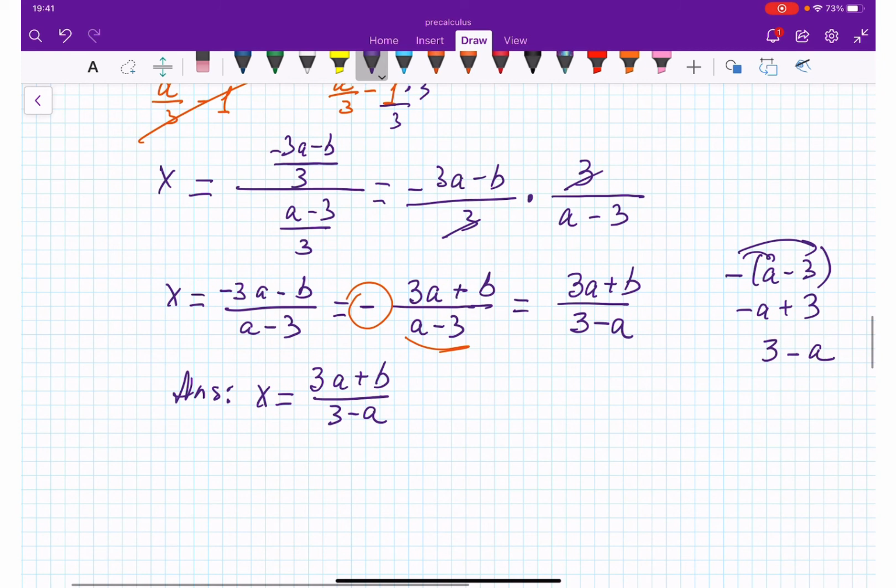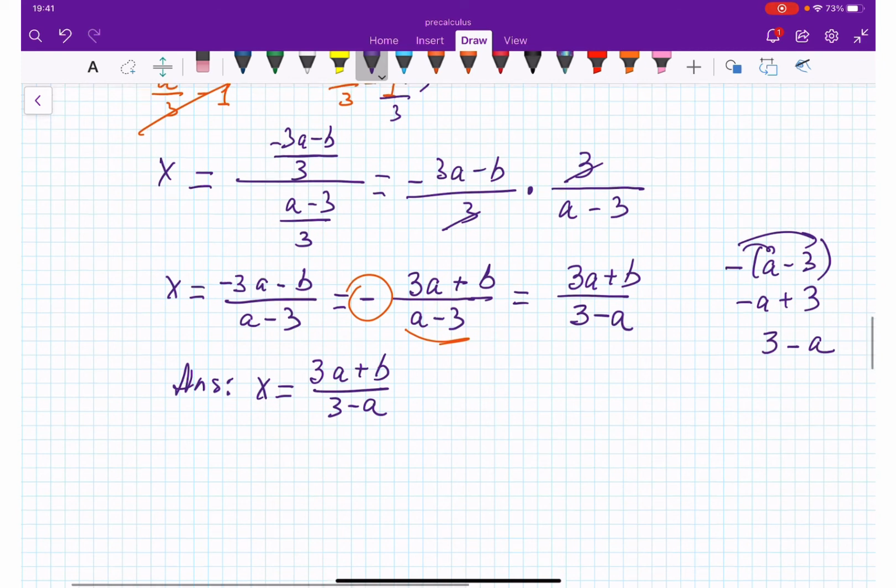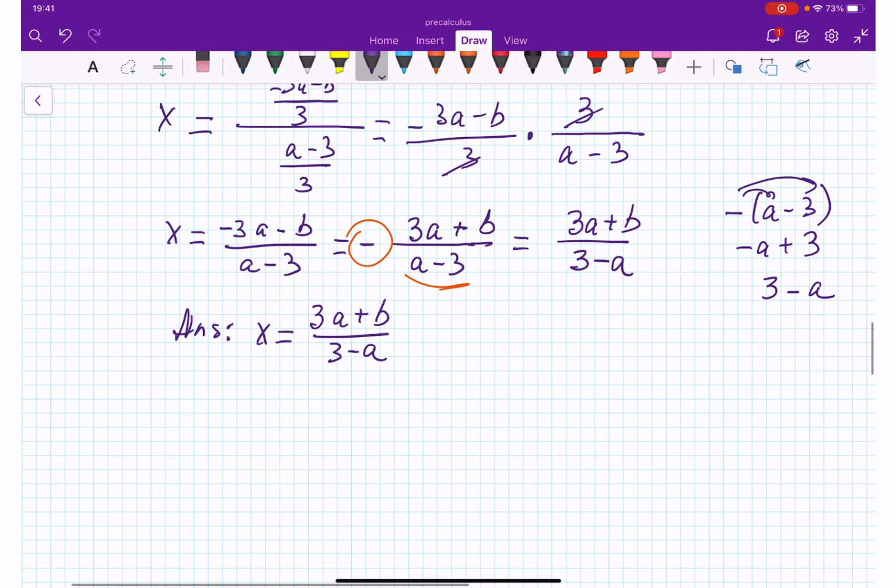Okay, another one. So, question number 7. And what do we have? All right. x over c minus 4 is equal to cx plus 6. Okay, we need to find x from here.